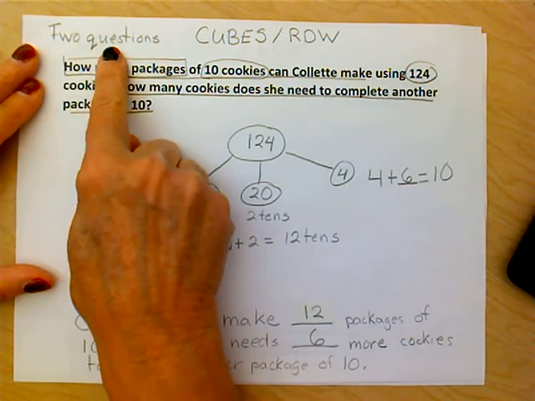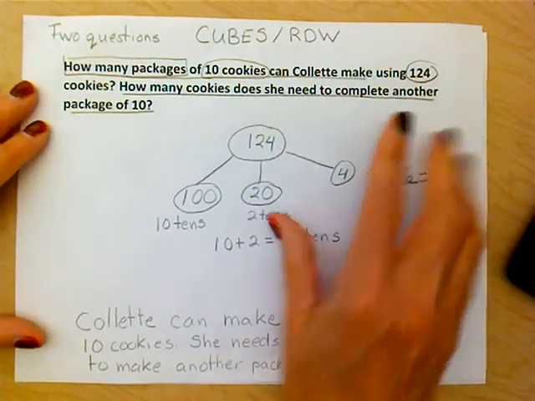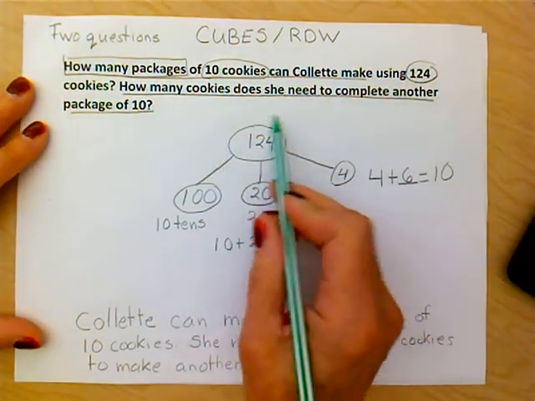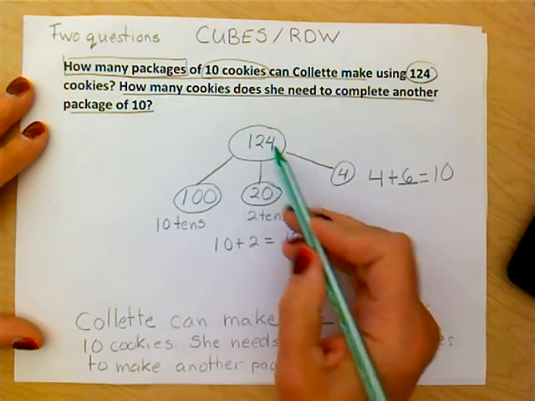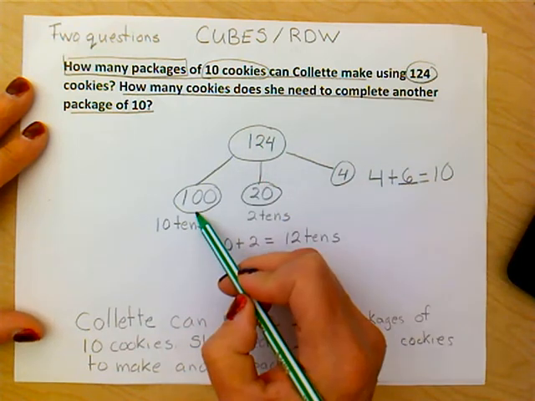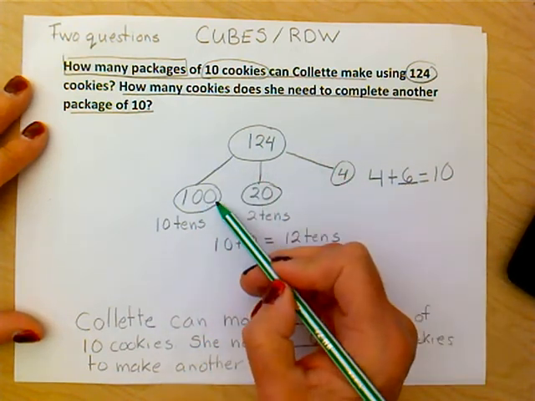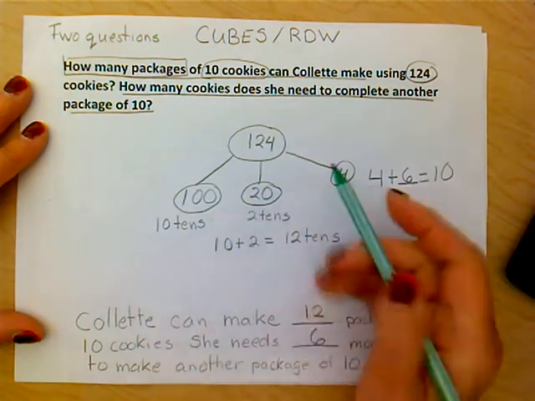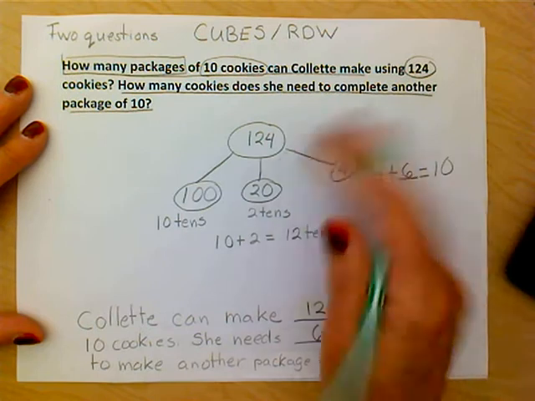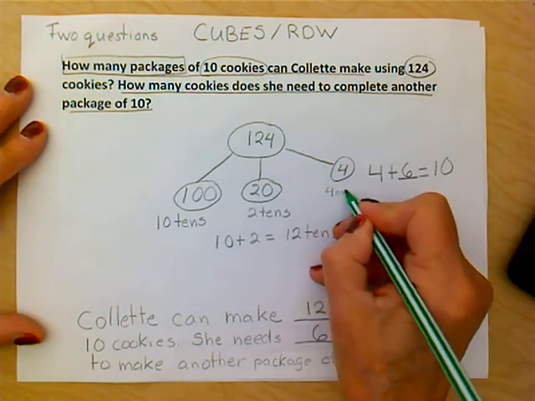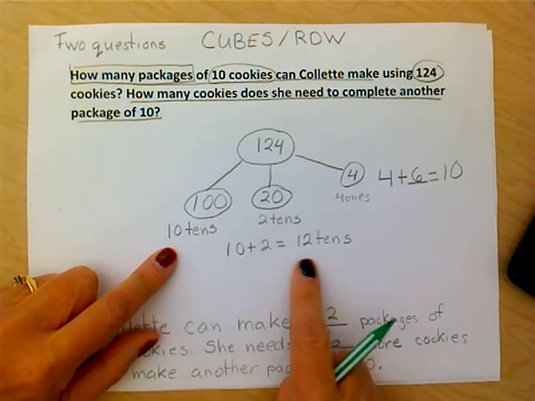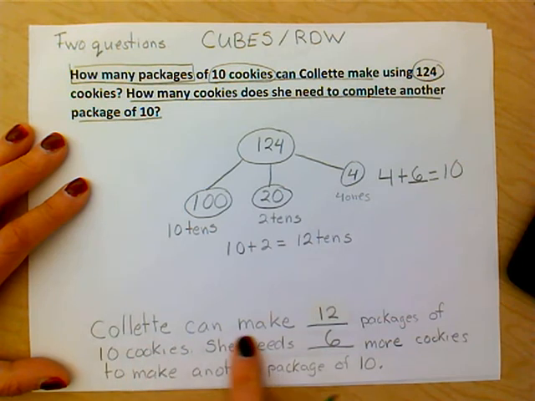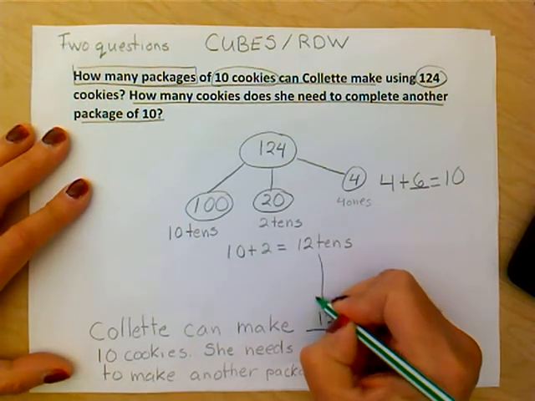So again, there were two questions. Hopefully you used cubes. Well, we did that together. So the first thing that I did is I drew a number bond showing that 124 is one group of 100, 2 tens, and 4 ones. So 100, 20, and 4. I know that there are 10 tens in 100, so I wrote that down. There are 2 tens in 20 and 4 ones. So if I added my tens together, 10 tens plus 2 tens gave me 12 tens. Colette can make 12 packages of 10 cookies. That's where that came from, 12 packages of 10 cookies.